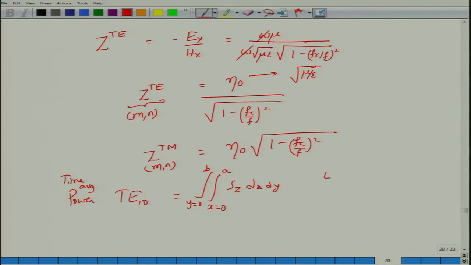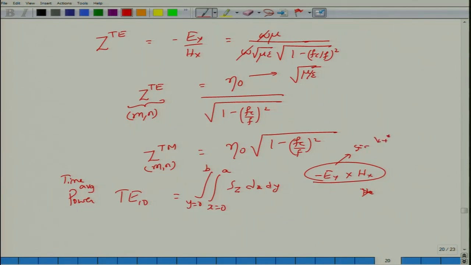Sz component is given by Ey cross Hx, correct? Or minus Ey cross Hx, because that is the one that would correspond to the z. There is another Hz component, but if you take Ey cross Hz, that would be along the x direction, so that would not give you the z-directed Poynting vector. So you do not want this one, you just want minus Ey cross Hx.